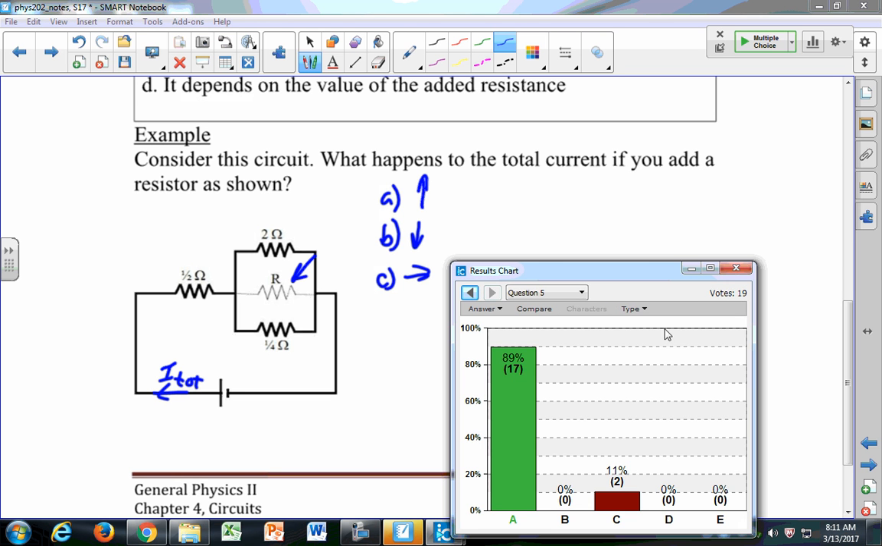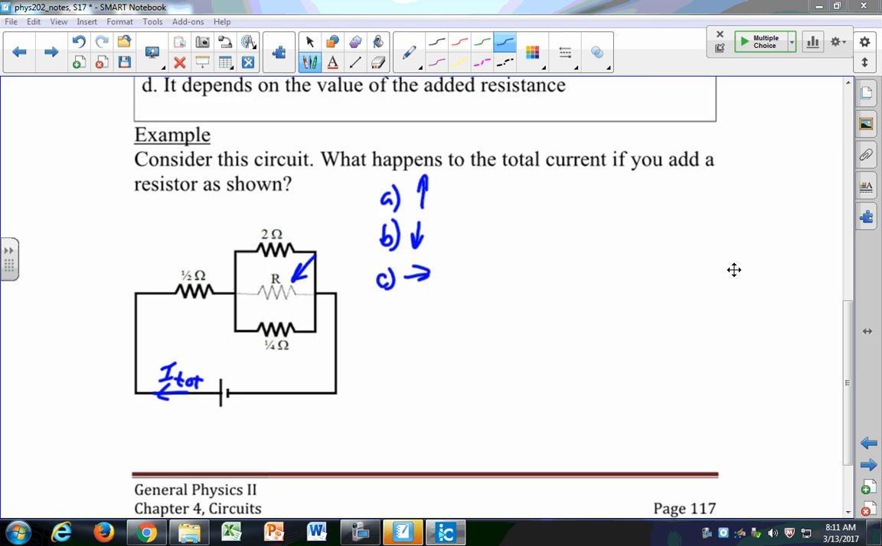Okay, good. A is right. What happens here? If I add this resistor, what happens to this branch, the equivalent resistance of this branch? Because when I add resistors in parallel, the equivalent resistance does what? Increases or decreases?